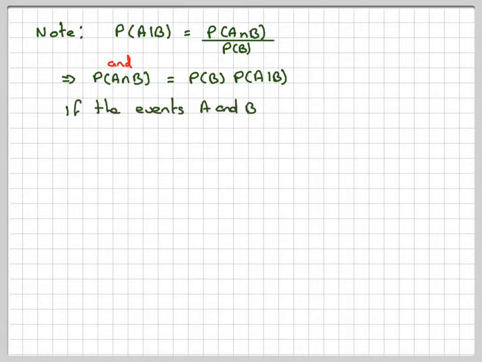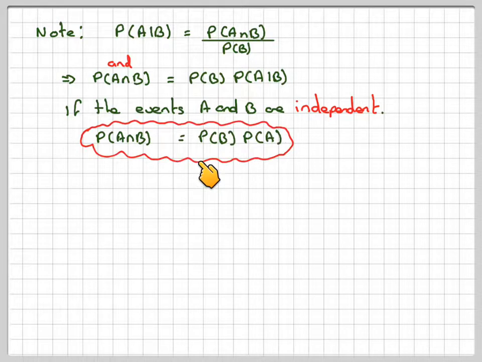So we've got the probability of A and B, and then if the events are independent, i.e. you put the card back, then the probability of A and B is the probability of B times the probability of A. This is why we multiply across the arms of a tree diagram.